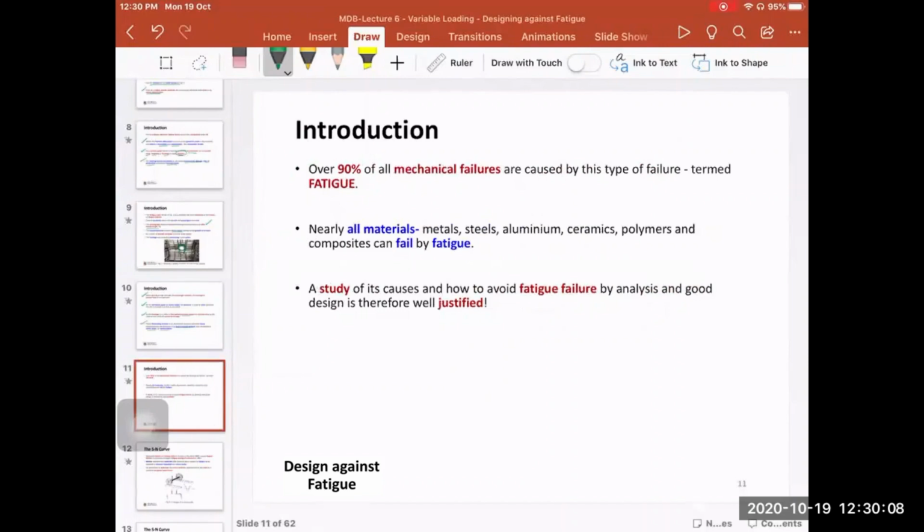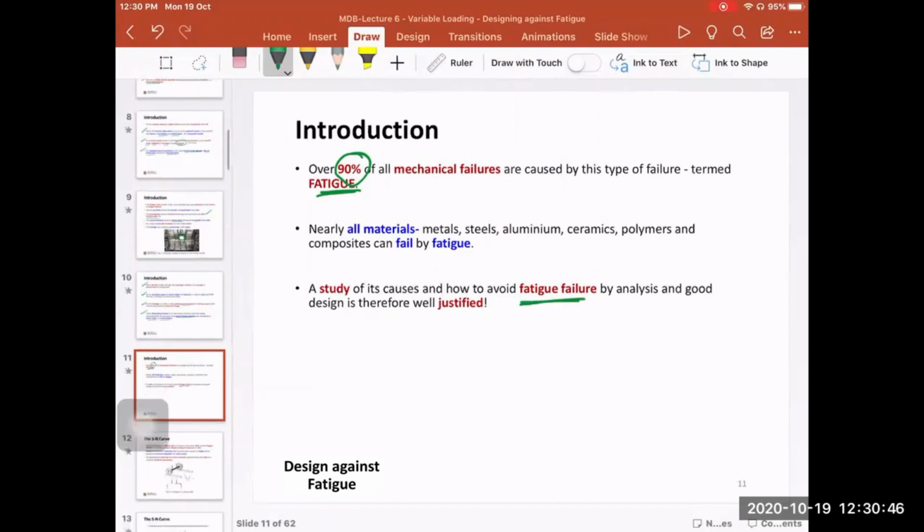So failure due to fatigue forms around 90% of mechanical failures. So 90% of mechanical failures that happen are caused by fatigue. Nearly all materials fail by fatigue, either metals, composites, polymers, ceramics, aluminum, all those materials can fail by fatigue. So based on this introduction and what you have seen, it is justified now to study and try to understand fatigue failure.